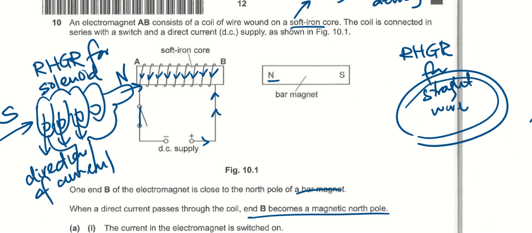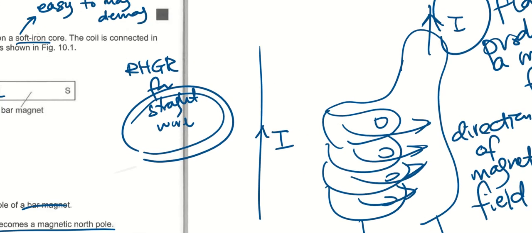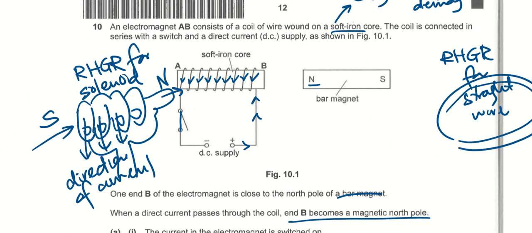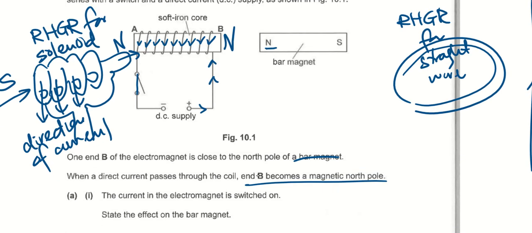Then how do I know how to draw the magnetic field, or where's the north, where's the south? You will have to see whether it is a solenoid or a straight wire. For a straight wire, you must apply it like that. For a solenoid, the thumb represents north. So now if I apply this, I will indeed get B to be a north pole.